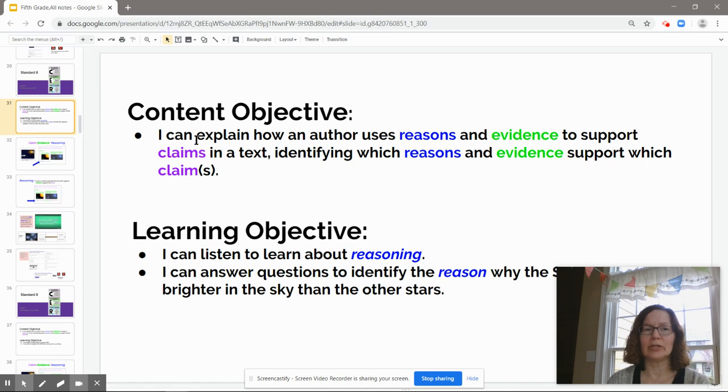Our content objective: I can explain how an author uses reasons and evidence to support claims in a text. Identify which reasons and evidence support which claims. The language objective for today: I can listen to learn about reasoning. I can answer questions to identify the reason why the sun is brighter than the other stars in the sky.